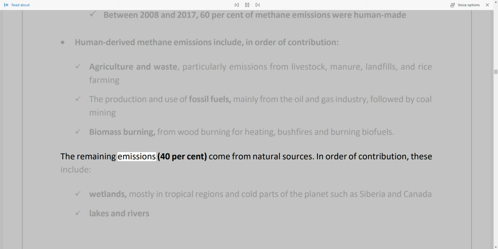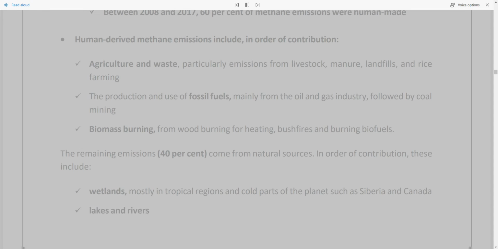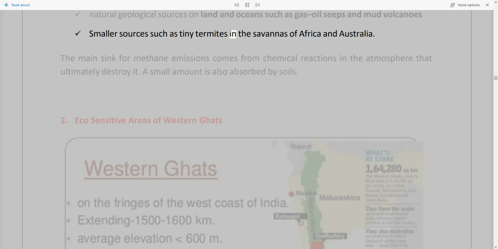The remaining emissions, 40%, come from natural sources. In order of contribution, these include wetlands, mostly in tropical regions and cold parts of the planet such as Siberia and Canada. Lakes and rivers. Natural geological sources on land and oceans such as gas, oil seeps and mud volcanoes. Smaller sources such as tiny termites in the savannas of Africa and Australia.